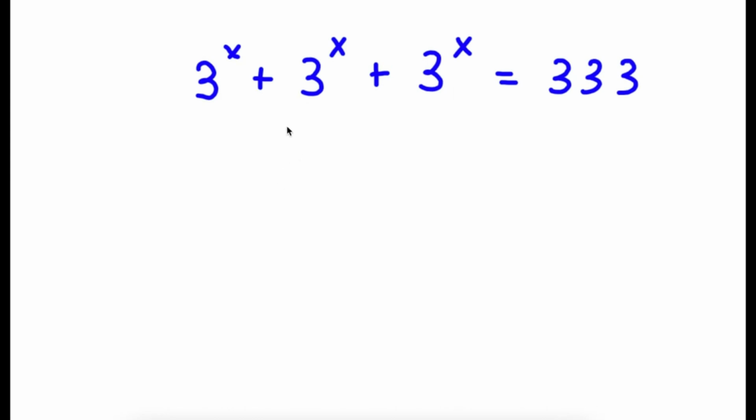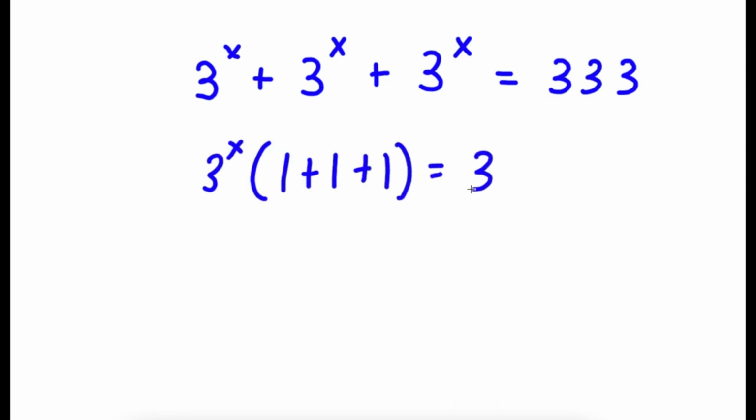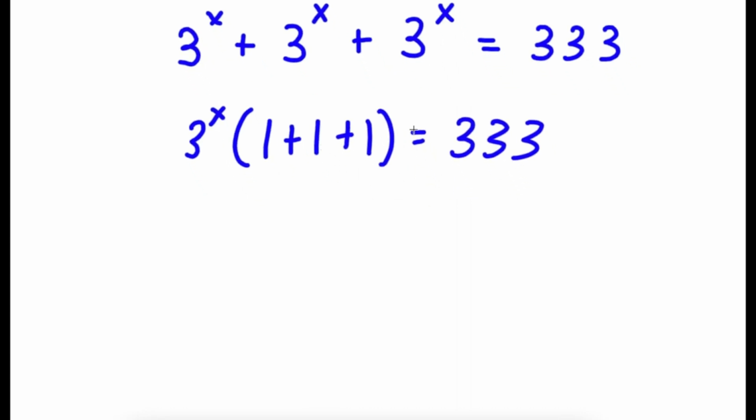Alright, so in this problem, I have 3 to the power of x plus 3 to the power of x plus 3 to the power of x is equal to 333. So to solve this, I'm going to first start by factoring out 3 to the power of x. So I have 3 to the power of x times (1 plus 1 plus 1) is equal to 333. Now 1 plus 1 plus 1, that's simply equal to 3. So now I have 3 to the power of x times 3 is equal to 333.